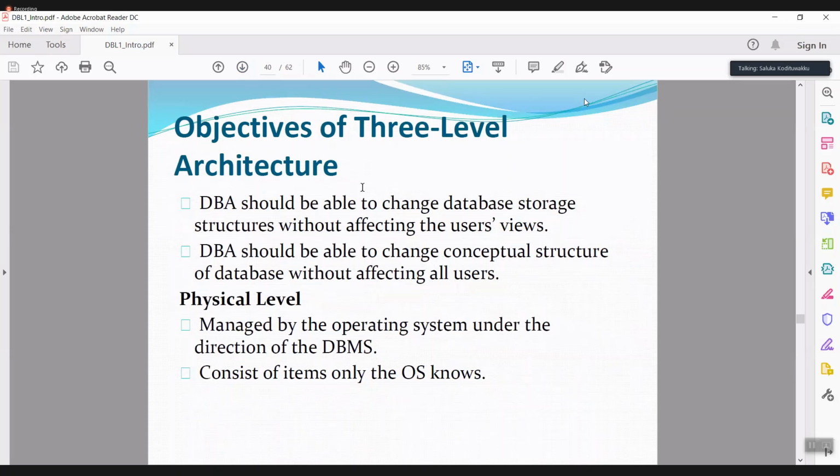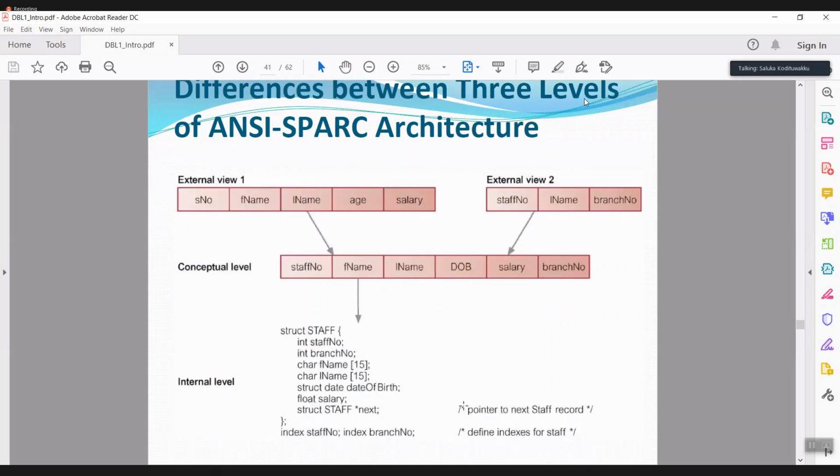And we already talked about this objective. The objective is to achieve data independence. And here it shows the difference between the three levels. You can see that the conceptual level is what is defined in terms of the programming, and then that is what we have stored in the physical level. There is an index. We discussed the index for facilitating fast access of databases. And this is the internal level.